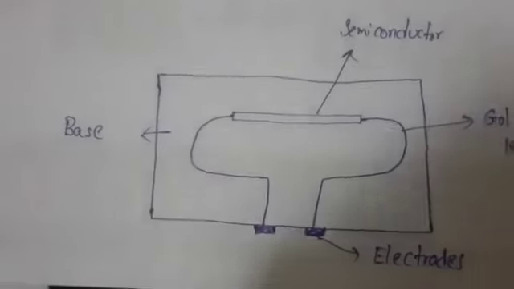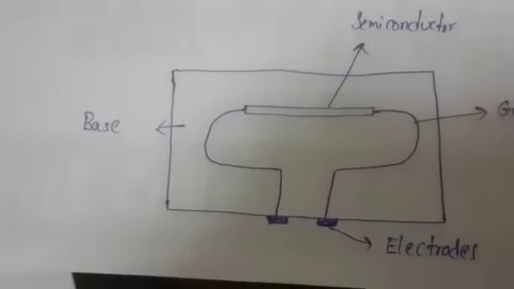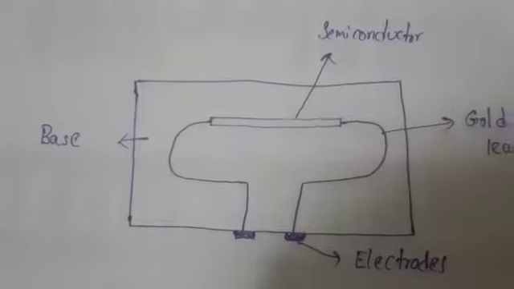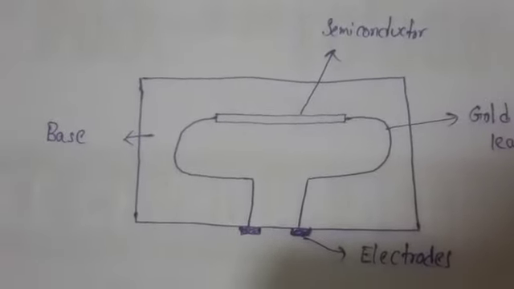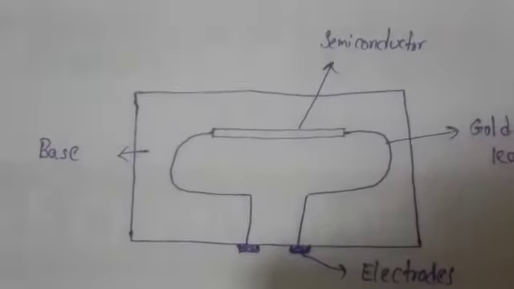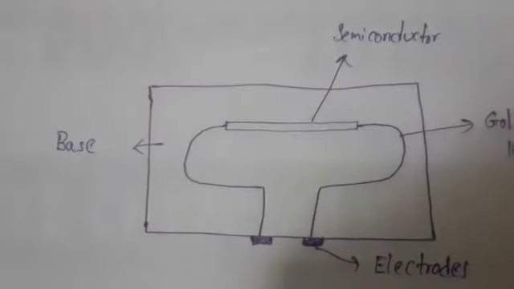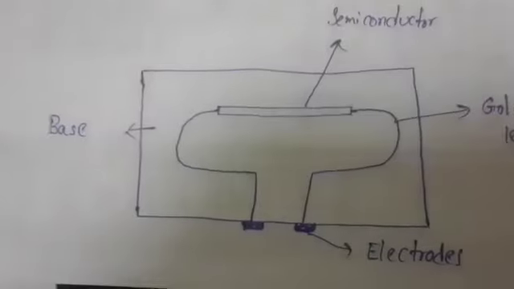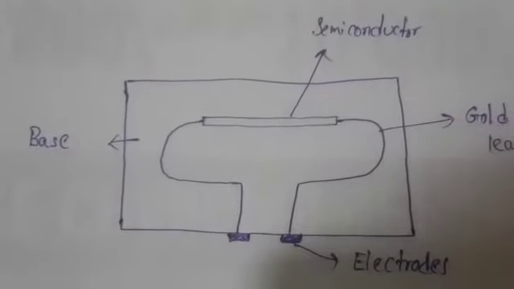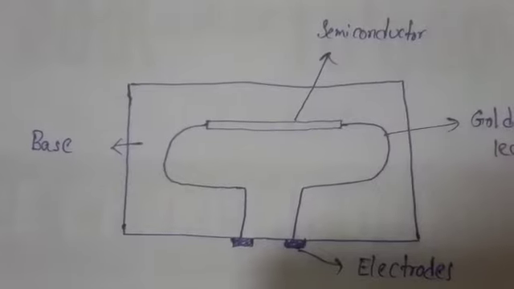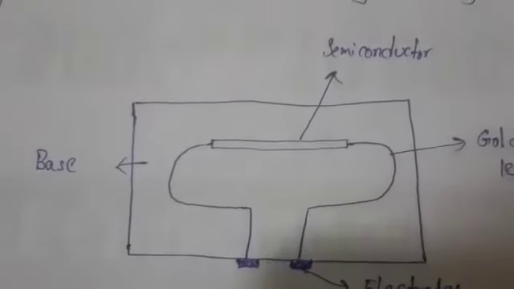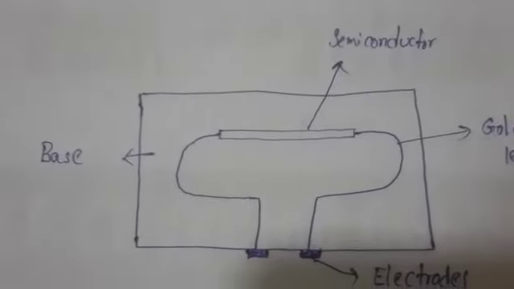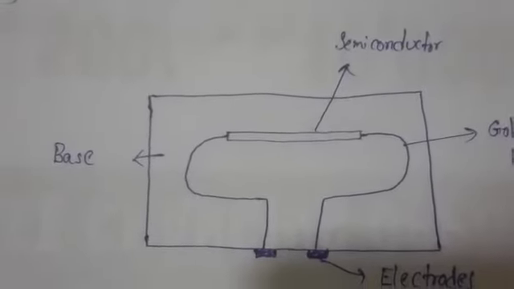The disadvantages: first, they are very sensitive to changes in temperature. Second, linearity is poor. Third, they are more expensive. These are the three disadvantages of semiconductor strain gauges. That is about foil type and semiconductor type strain gauges.